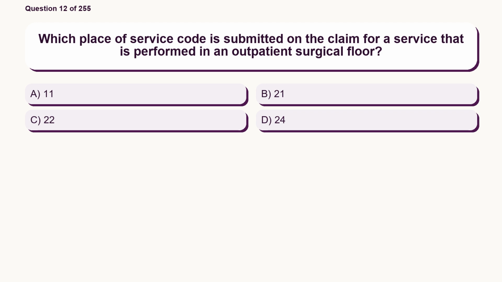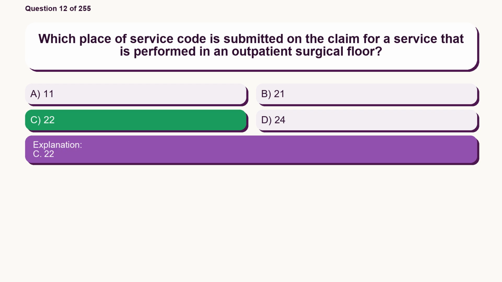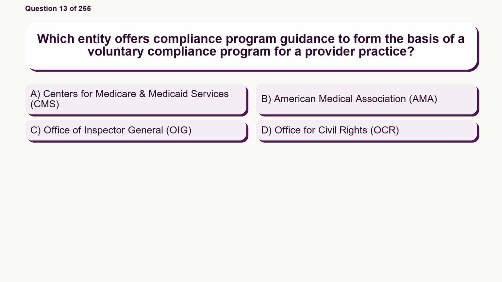Question 12. Which place of service code is submitted on the claim for a service that is performed in an outpatient surgical floor? Option A, 11. Option B, 21. Option C, 22. Option D, 24. The correct answer is option C, 22.